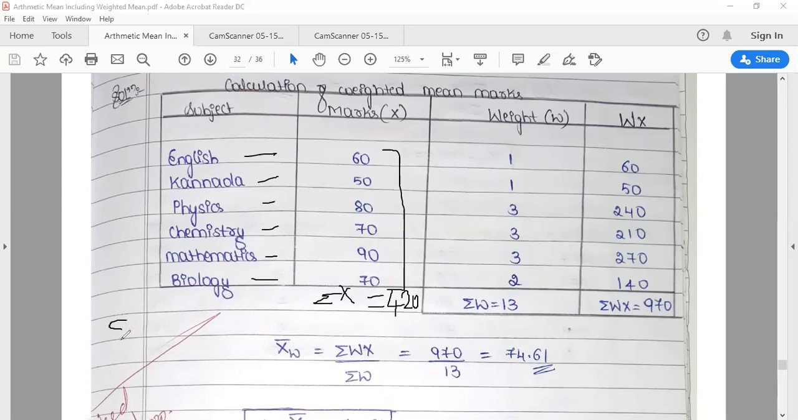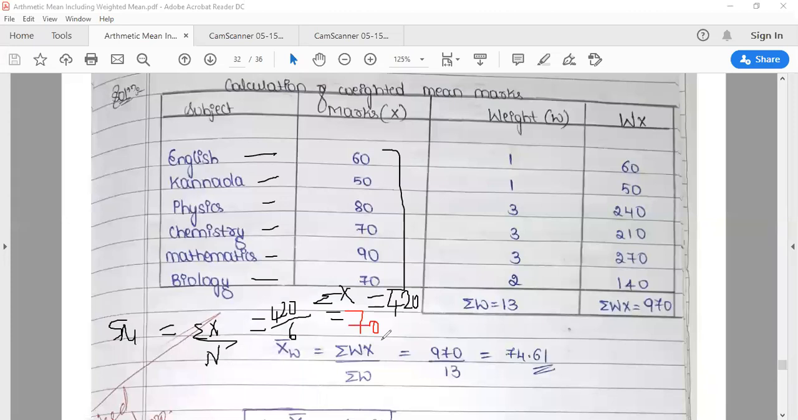So simple mean is equal to sigma x by n, which is equal to 420 divided by 6. How much do you get? 420 by 6. Can someone calculate and tell me the answer quickly? 70. Okay, so 70. Thank you for the answer. 70 is your simple mean.